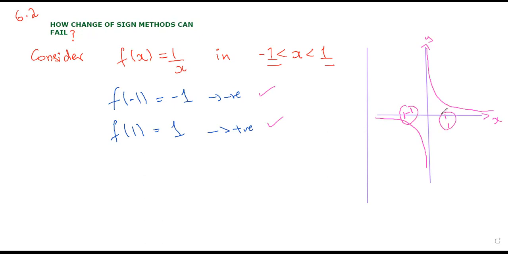So this is what they're saying. This is where the sign method can fail. You need to know this thing, where this method fails. So are you clear with this example? Yes. Okay, so should I discuss the other example now? Yes. Okay.